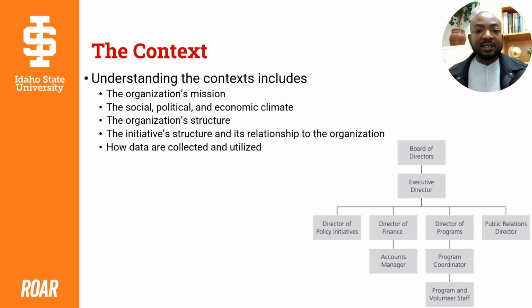Other aspects of the organization's social, political, and economic climate include its budget, assets, and the resources available to it and to the community at large for addressing the problem. The third component of understanding the organization's context is to understand its structure.